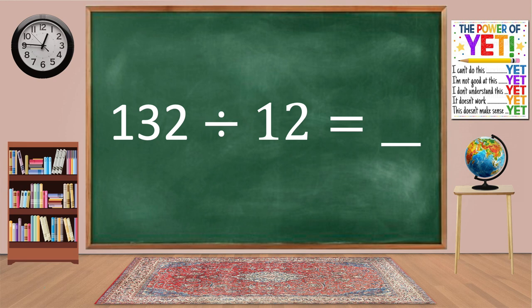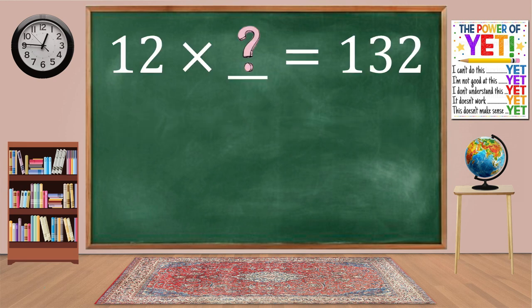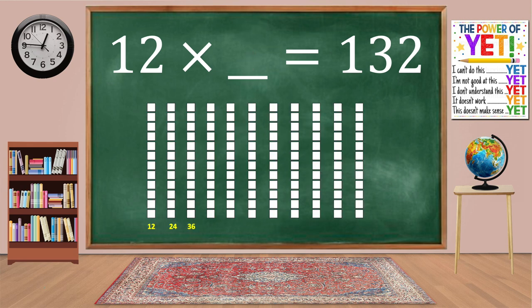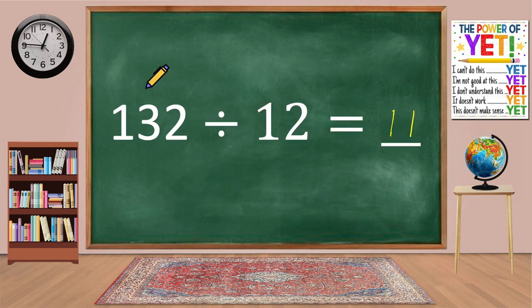132 divided by 12 equals blank. Our related fact is 12 times what equals 132? Skip count. 12, 24, 36, 48, 60, 72, 84, 96, 108, 120, 132. We have 11 columns. 12 times 11 equals 132. 132 divided by 12 equals 11.